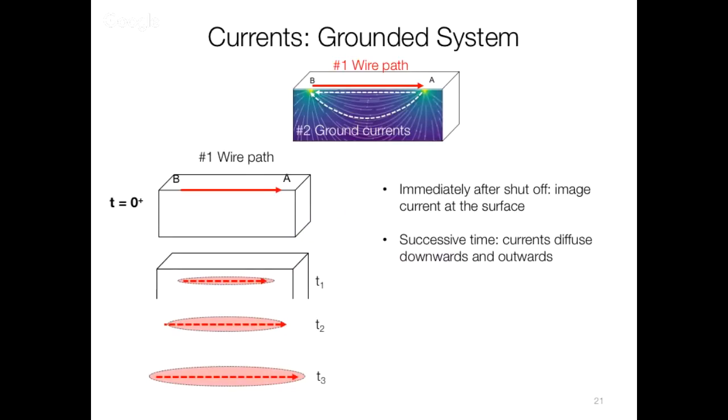That's what's going to happen. After turnoff, I've got this current here. It's just going to diffuse downwards, outwards, and eventually decay. So that's this current. Okay, that's my wire.